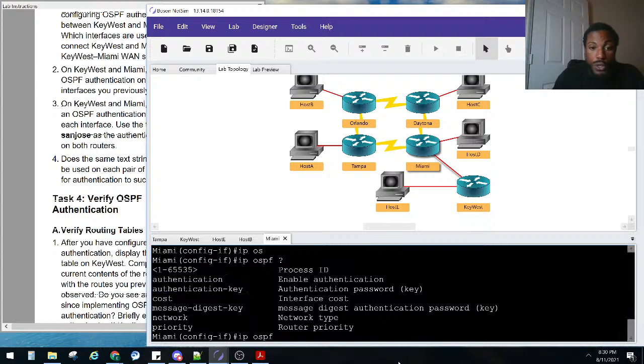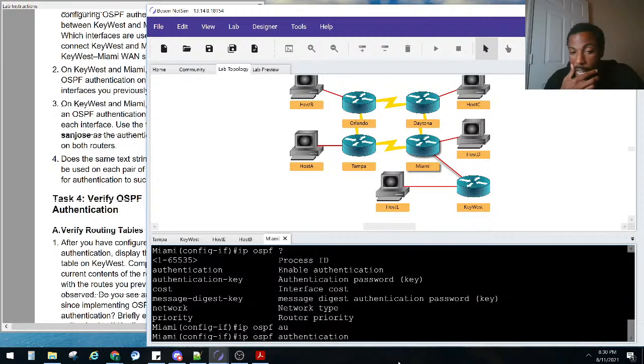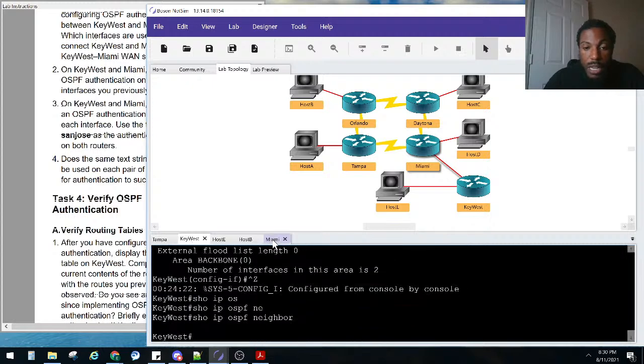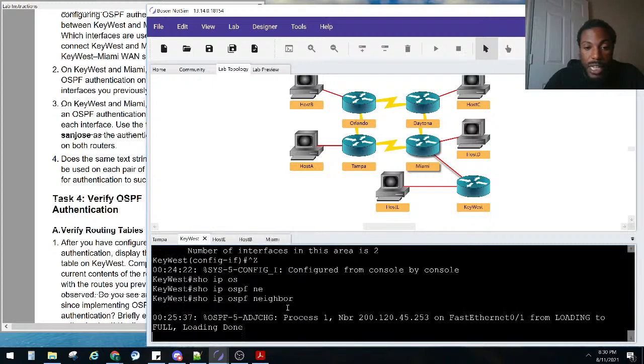So now we do authentication, but before I do that, I want to see, will it bring the relationship back up by just the authentication without the password? Let's see if that brings it back up. So we should get a message and see if he becomes a neighbor again. I want to go back to Key West and see if he becomes a neighbor again. There it is. He became a neighbor without a key. See that?